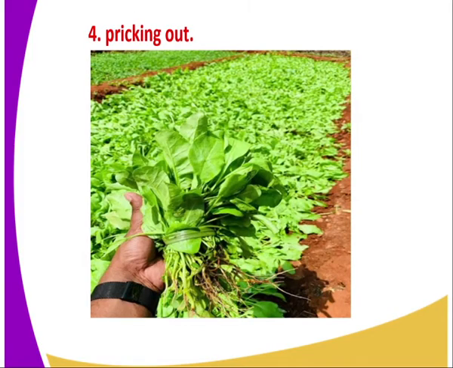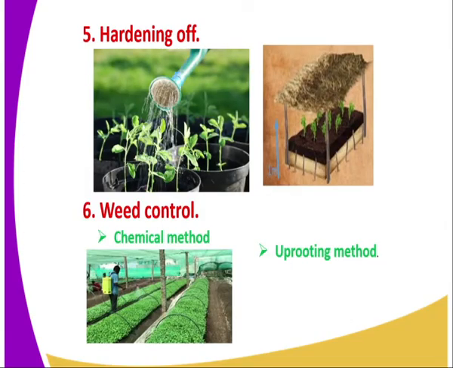Then we have the pricking out. Pricking out is whereby you uproot or you remove those seedlings which are strong and vigorous growing and transplant them. You leave the other seedlings in the main nursery bed so that they can continue with the growth. And therefore, pricking out in a way will help to minimize the competition of nutrients in a particular nursery bed.